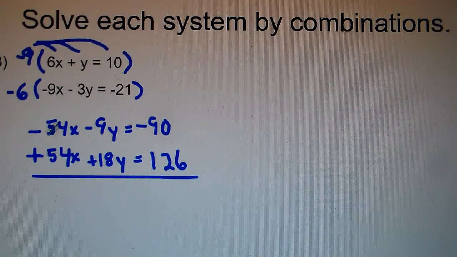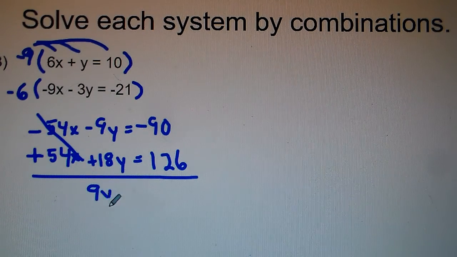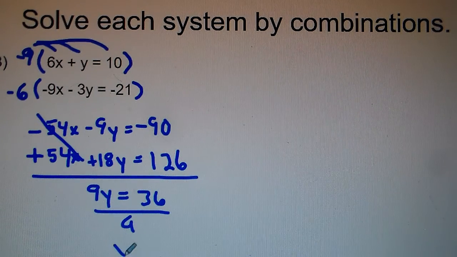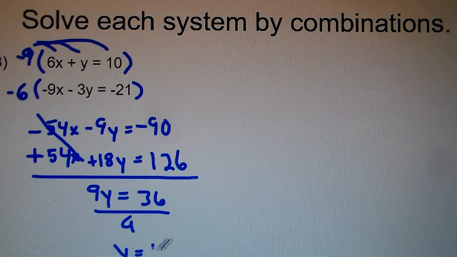We now combine like terms. These will get eliminated because they're opposites of one another. Negative 9y plus 18y gets us 9y. Negative 90 plus 126 gets us 36. We divide both sides by 9, and we get y equals 4.